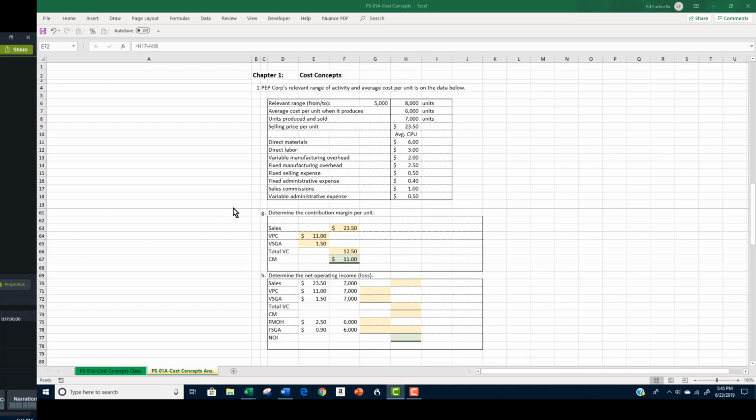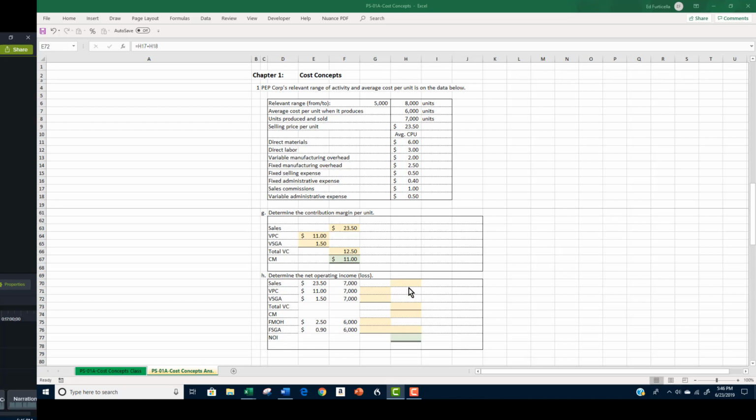Question H asks that we compute the net operating income. Determining net operating income starts with sales. From sales, we subtract all variable costs, both variable product cost and variable SG&A. Sales minus variable costs equal contribution margin. From contribution margin, we subtract all fixed costs, both fixed manufacturing overhead costs and fixed SG&A costs. The remaining amount will represent a net operating income or a net operating loss.